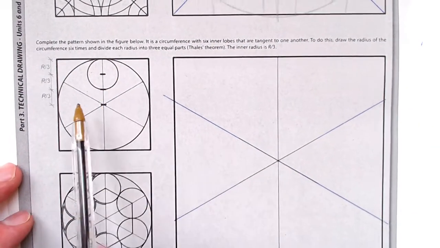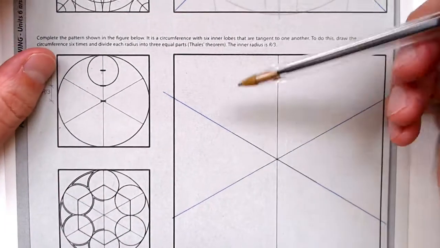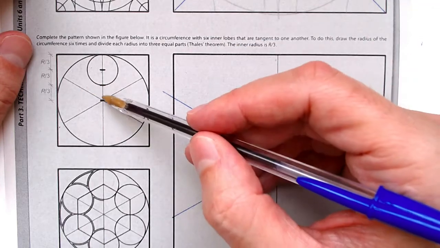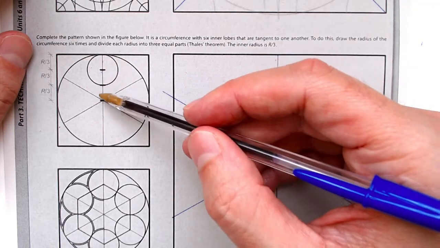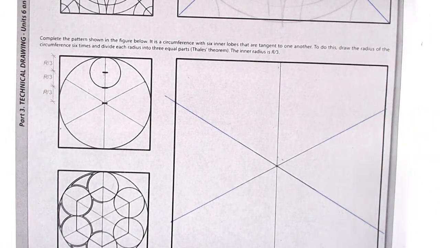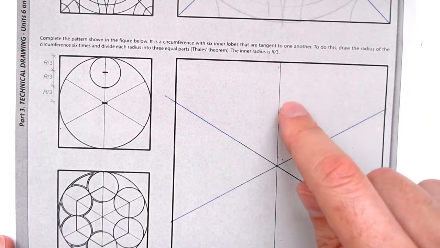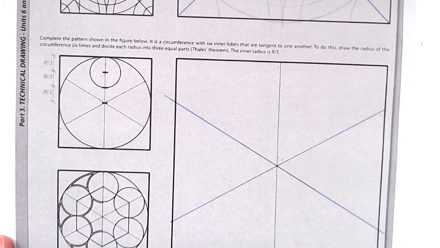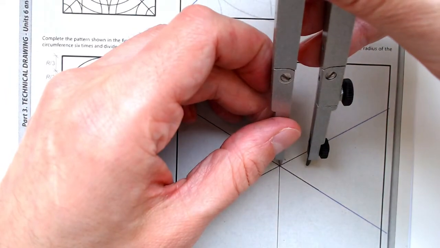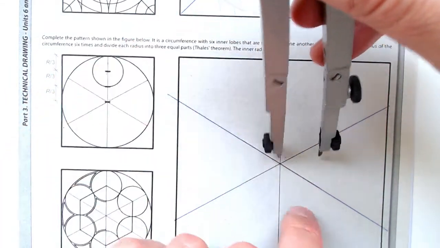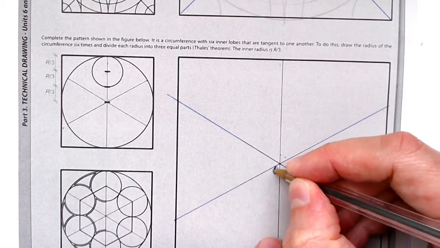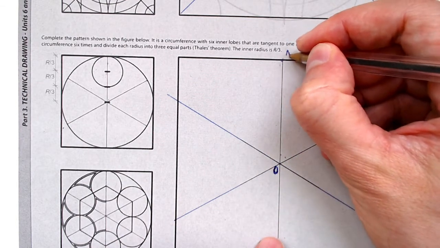Okay. I have this. Now I have to divide this segment into 3 parts. 1, 2, and 3. 3 equal parts. So I have to use Thales's theorem. As you know, I have to draw here an auxiliary line. So imagine if here I have the O, and I'm going to call this A.